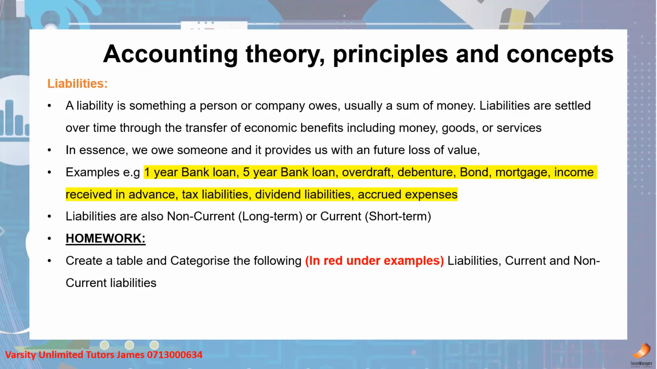A liability is when you owe someone money. That's a liability, when you owe someone money as a company. For example, as a company, you can take a loan from FNB to start your business. That loan becomes a liability because you owe FNB 1 million rand for the loan that you took from them to start your business.